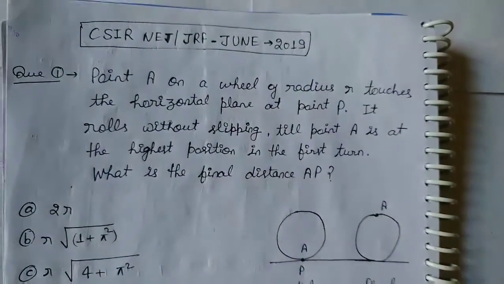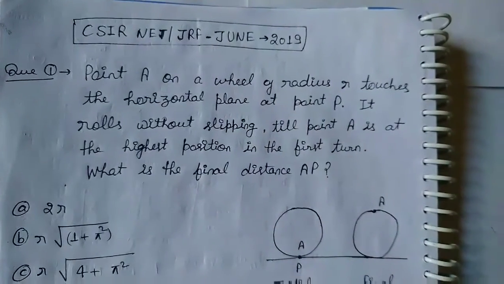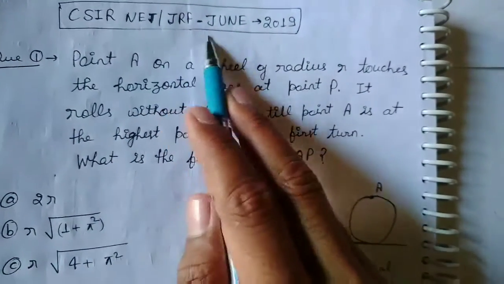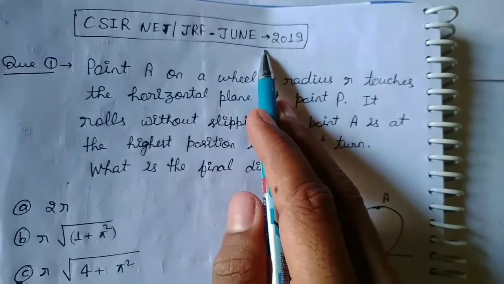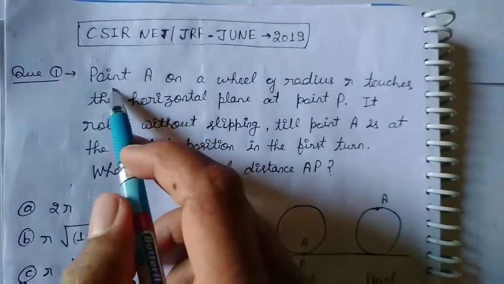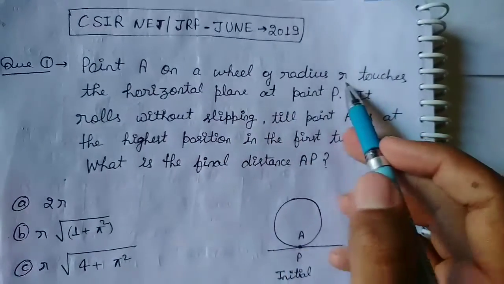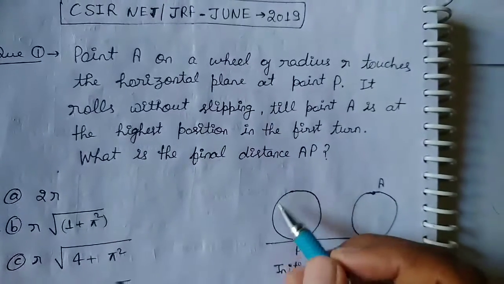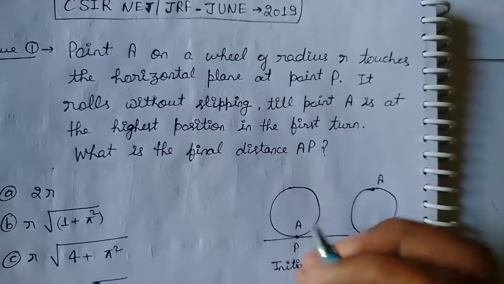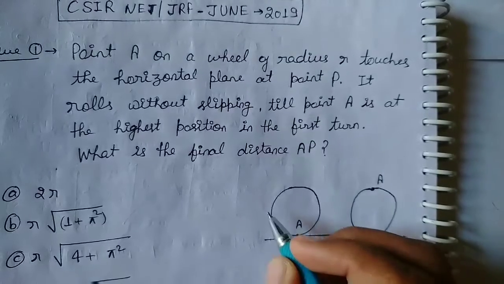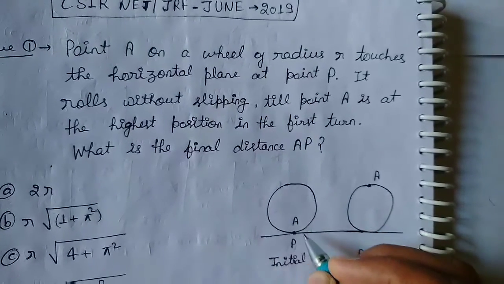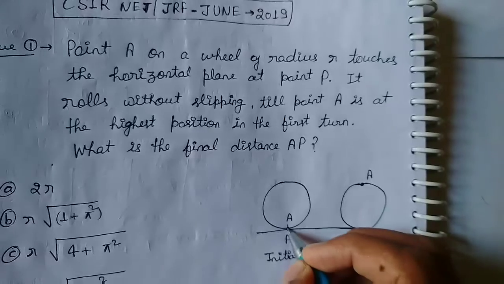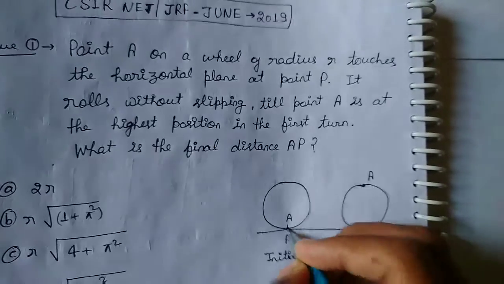Hello friends, today in this lecture I will discuss the problems which were asked in CSIR NET JRF June 2019. So the first question is: point A on a wheel of radius R touches the horizontal plane at point P. Suppose that this is a circular wheel and there is a point A on this circular wheel and it touches the plane at point P.